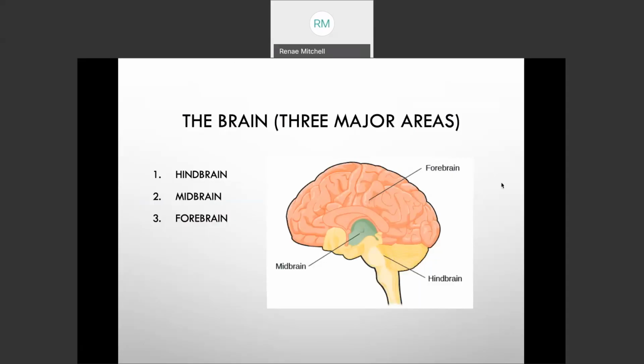So beginning with the hindbrain at the base of the skull, then moving into the midbrain towards the center of the brain, and then the forebrain sort of at the top towards the crown of the head. That's the order in which these parts of our brain developed across our evolutionary history. So as we got more sophisticated, these brain areas evolved further.